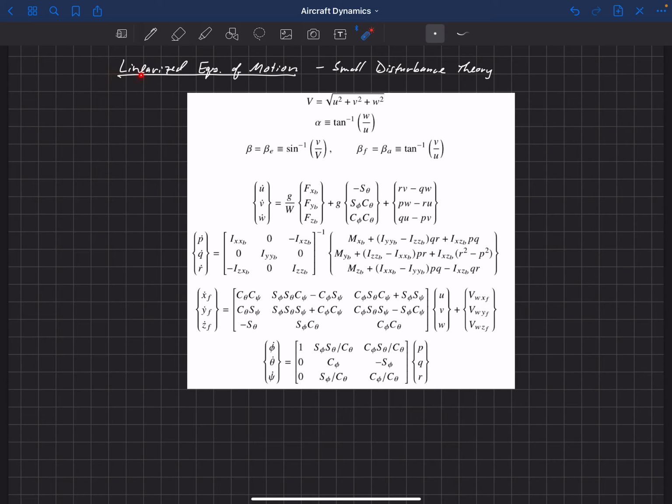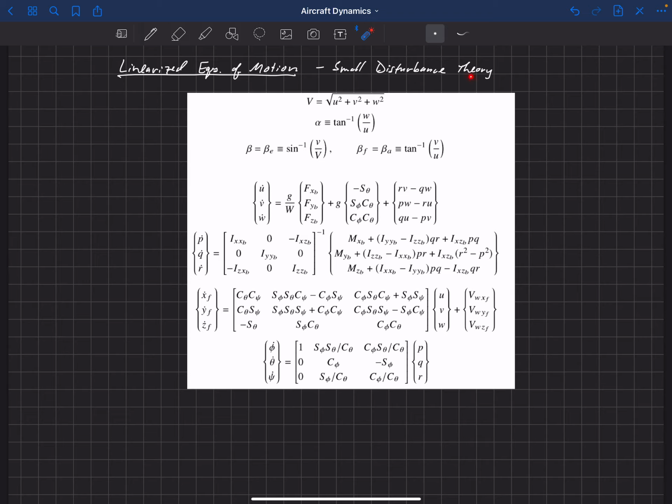Okay, now this step can be a little bit confusing to students, and so I'm going to take some time here to walk through the basics of what's going on at a more fundamental level, and so we're actually going to come back to these equations in just a little while later when we're ready to linearize these actual equations. And instead, I'm going to walk you through what's called small disturbance theory.